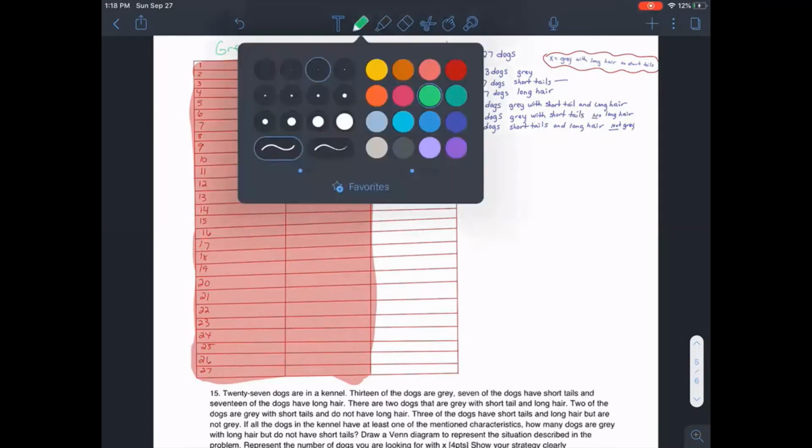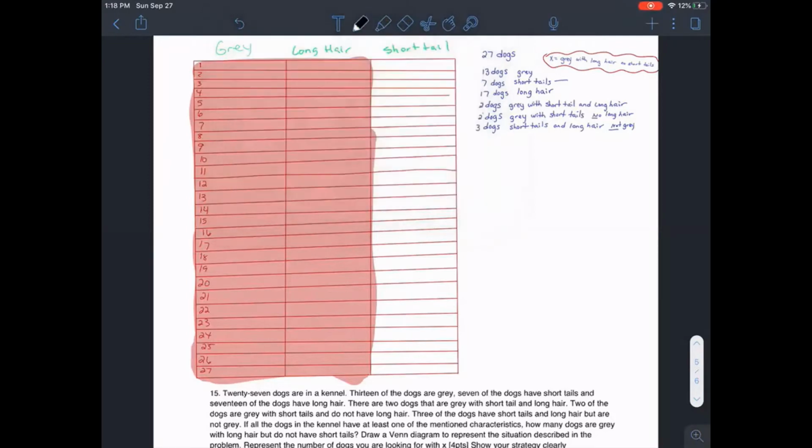So first we need to find out what each column represents. They gave us that 2 dogs have gray with short tail and long hair, so that means they have all the characteristics. 1, 2, 3, or 2 dogs have all 3. Then we have 2 dogs that have gray with short tails and no long hair. Then we have 3 dogs that have short tails and long hair but are not gray, so we have 3 that share these 2 characteristics.